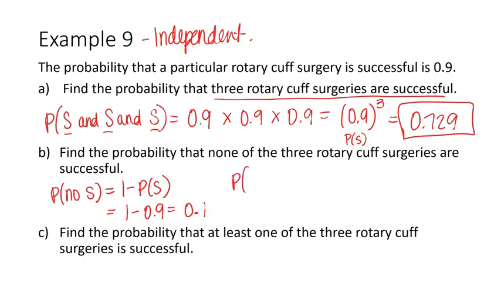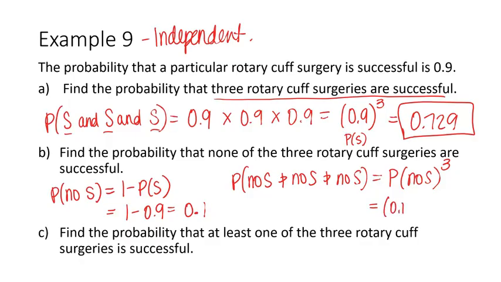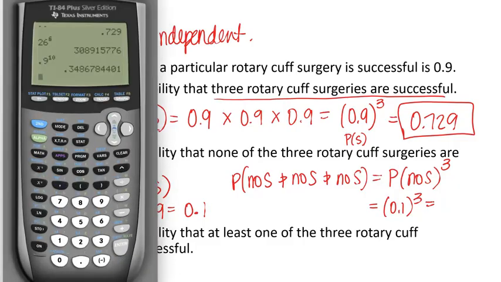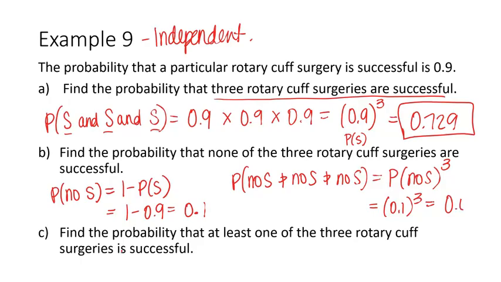So if I'm looking for the probability of no success for the first surgery, and no success for the second surgery, and no success for the third surgery, I can look at just the probability of not being successful and raise it to the third power. So same concept as what we did in the previous example A, but this time not success, I have to use the 0.1. So that complement rule could come into play. Then I just go right back to that independence.